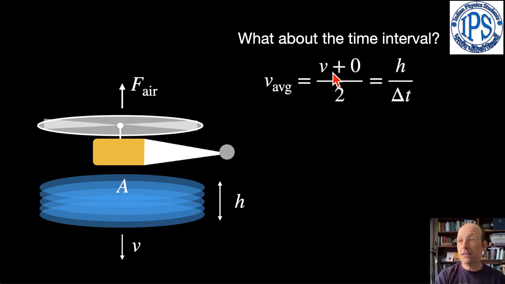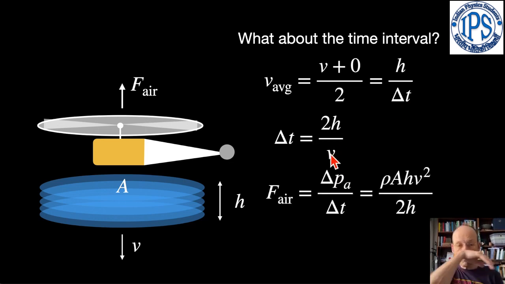The average velocity is the initial velocity plus the final over 2, so v over 2, and the distance traveled is h. The time interval is delta t, so I can solve for delta t: 2h over v, and that v is the final velocity of the air. If I put that into my air force equation, I have the mass, rho A h, times velocity squared, because I had a velocity in the time and I had a velocity already there, and then I have a 2 from over here, and I have an h, and the h is canceled.